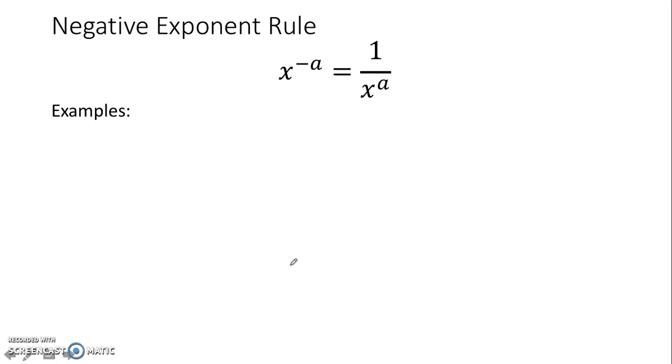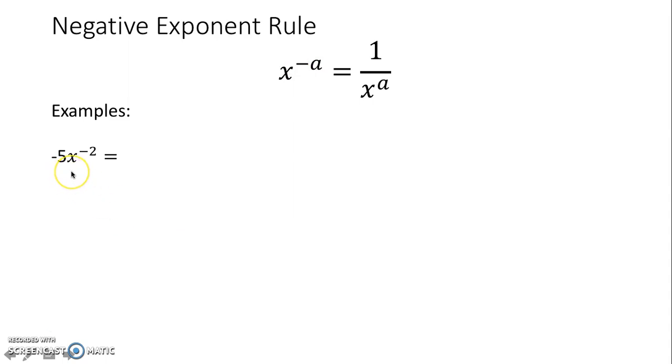Our next one is our negative exponent rule. The negative exponent rule is x to the negative a power is equal to 1 divided by x to the a. As you can see, that negative exponent becomes a positive exponent when you switch it from the numerator to the denominator. Okay, so let's see an example.